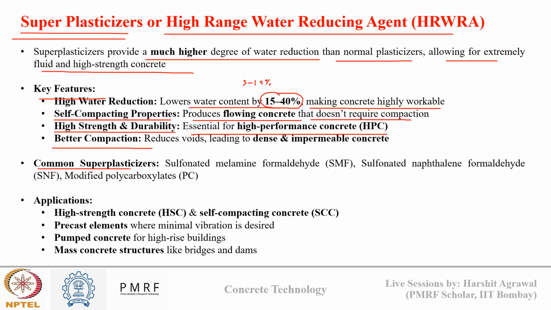What are the commonly known superplasticizers? These are sulfonated melamine formaldehyde, sulfonated naphthalene formaldehyde, and modified polycarboxylates. These are commonly used superplasticizers as a chemical admixture in concrete, and their application is in high strength concreting and self compacting concrete, precast elements, pumping concrete, and mass concreting.